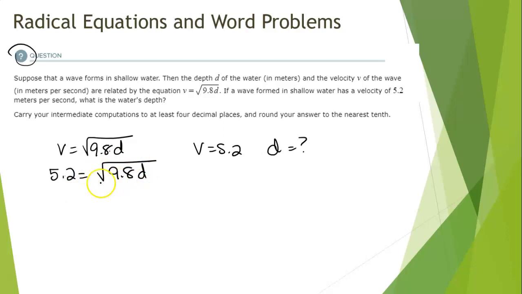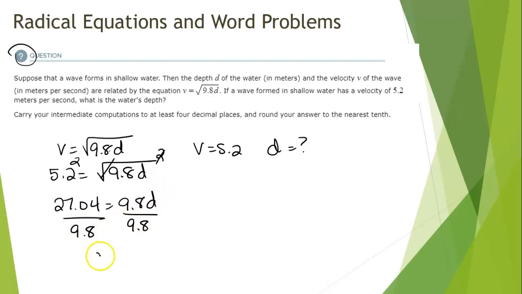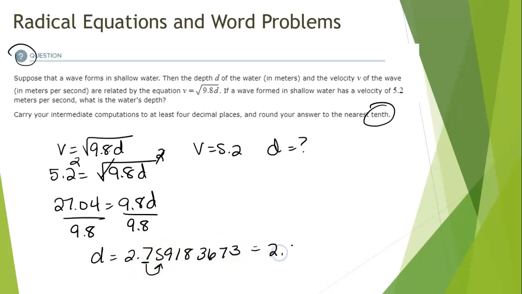And then notice, I need the depth, but it's trapped inside the square root, so I square both sides. 5.2 squared becomes 27.04. The square and the square root cancel out, and you're left with 9.8 times d. I'm going to divide both sides by 9.8. 27.04 divided by 9.8 gives me 2.75918367. This says to round to the nearest tenth. The 7 is in the tenths place. We look to the right. The 5 says to round up, so that becomes 2.8, and the depth is in meters.